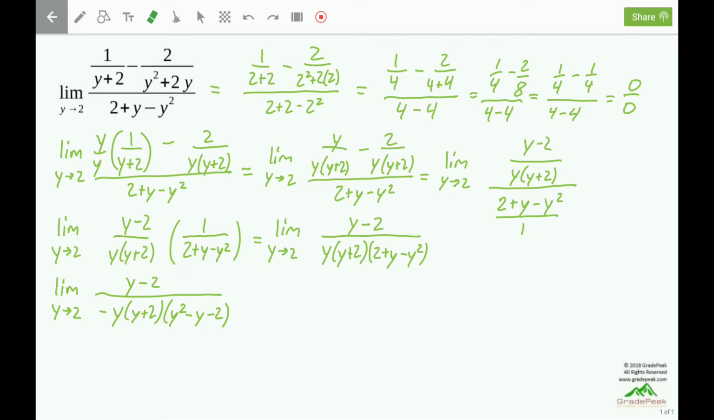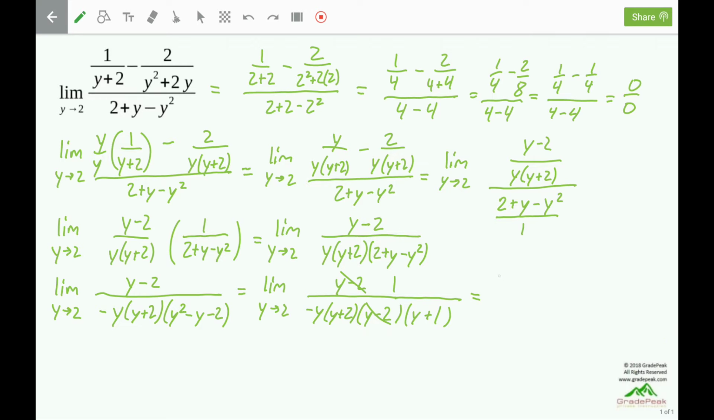Again, this is still 0 over 0. We haven't changed that just yet, but now it's factorable, and that's going to be our next step. So we have limit as y goes to 2 of y minus 2 over negative y times y plus 2, and then the trinomial factors as y and y. We need two numbers that multiply to negative 2 and add to negative 1. y minus 2 and y plus 1 should take care of that for us. And there's the y minus 2 factor in the denominator that's making the 0 down there. We can cancel the numerator with the denominator. That'll leave a 1 in the numerator.